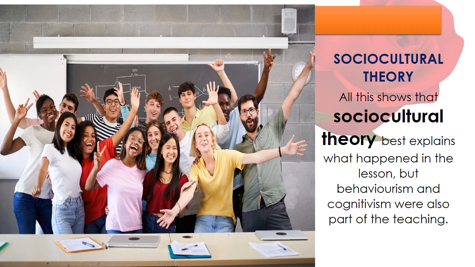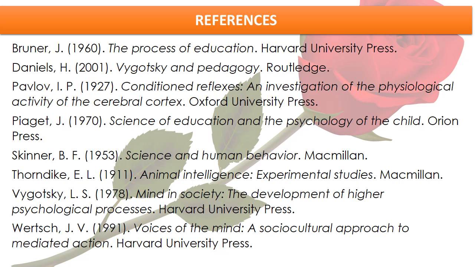Summary. In conclusion, behaviorism and cognitivism are useful to explain practice and thinking steps, but socio-cultural theory gives the full picture. It explains what students learn and how they learned through teachers' help, peer discussion, and shared activities. Vygotsky. All this shows that socio-cultural theory best explains what happened in the lesson, but behaviorism and cognitivism were also part of the teaching.